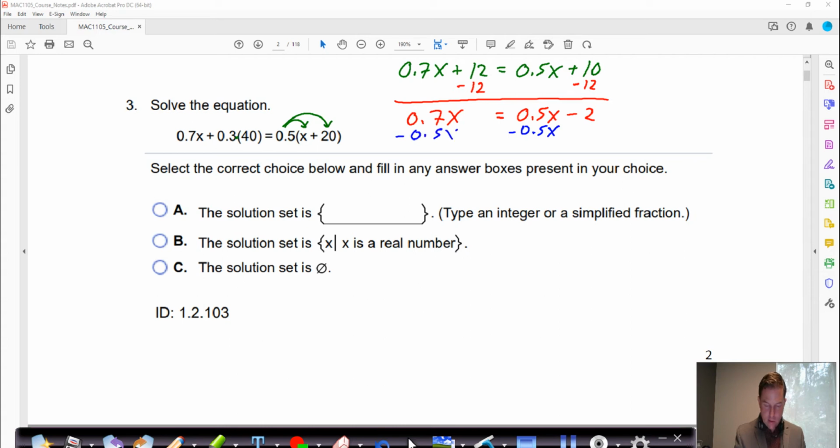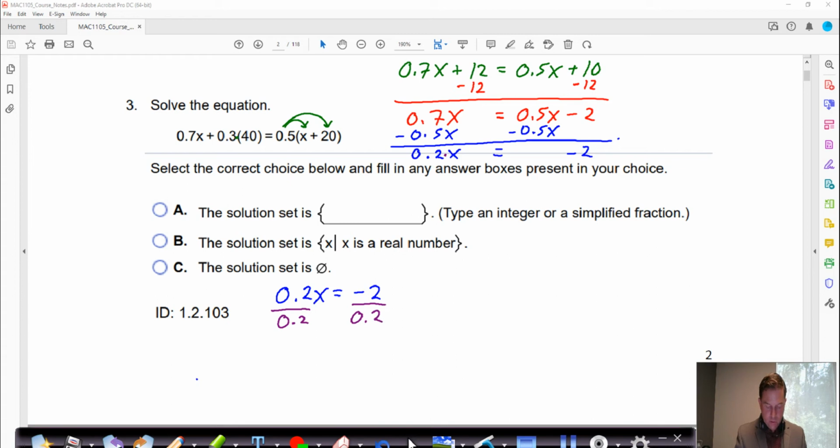0.5x. 0.7 take away 0.5 would be 0.2x. Equal sign drops down. 0.5x's cancel, minus 2 drops down. Okay, now, like before, be careful. This 0.2 is being multiplied into the x. So to get rid of that 0.2, let me write this over here, a little more room. So to get rid of that 0.2, we're going to divide by 0.2. But if I divide the left by 0.2, I have to divide the right by 0.2.